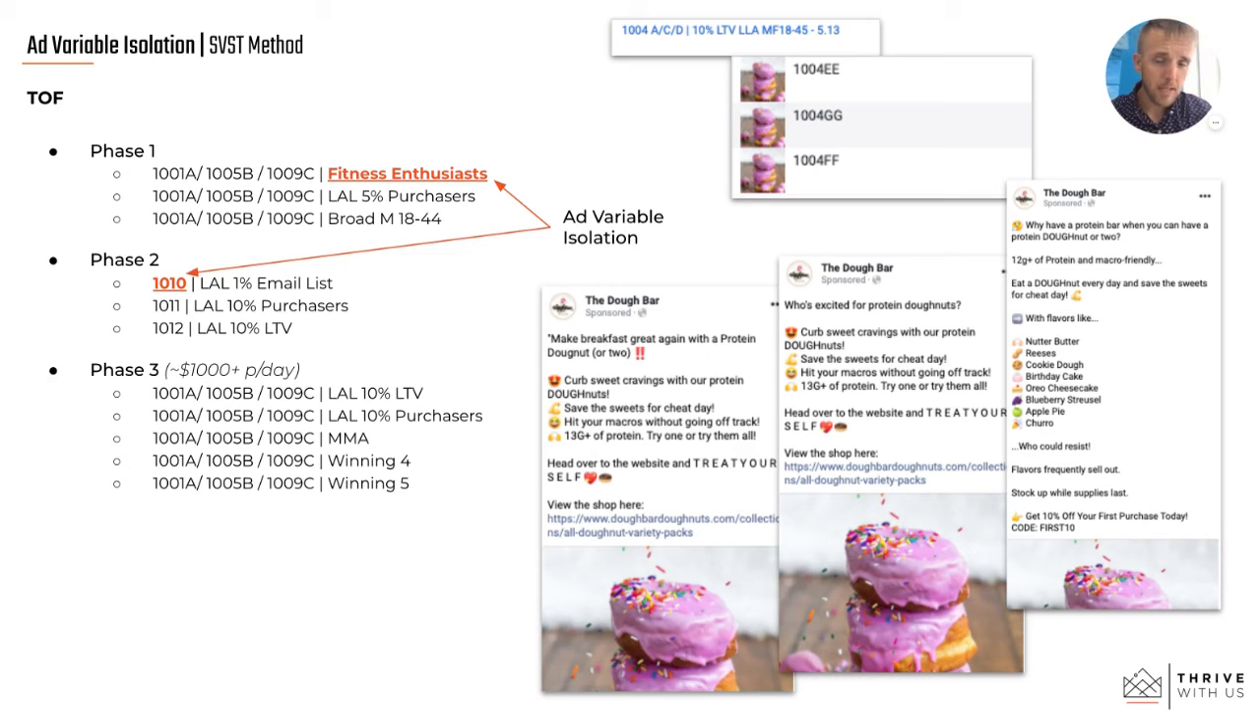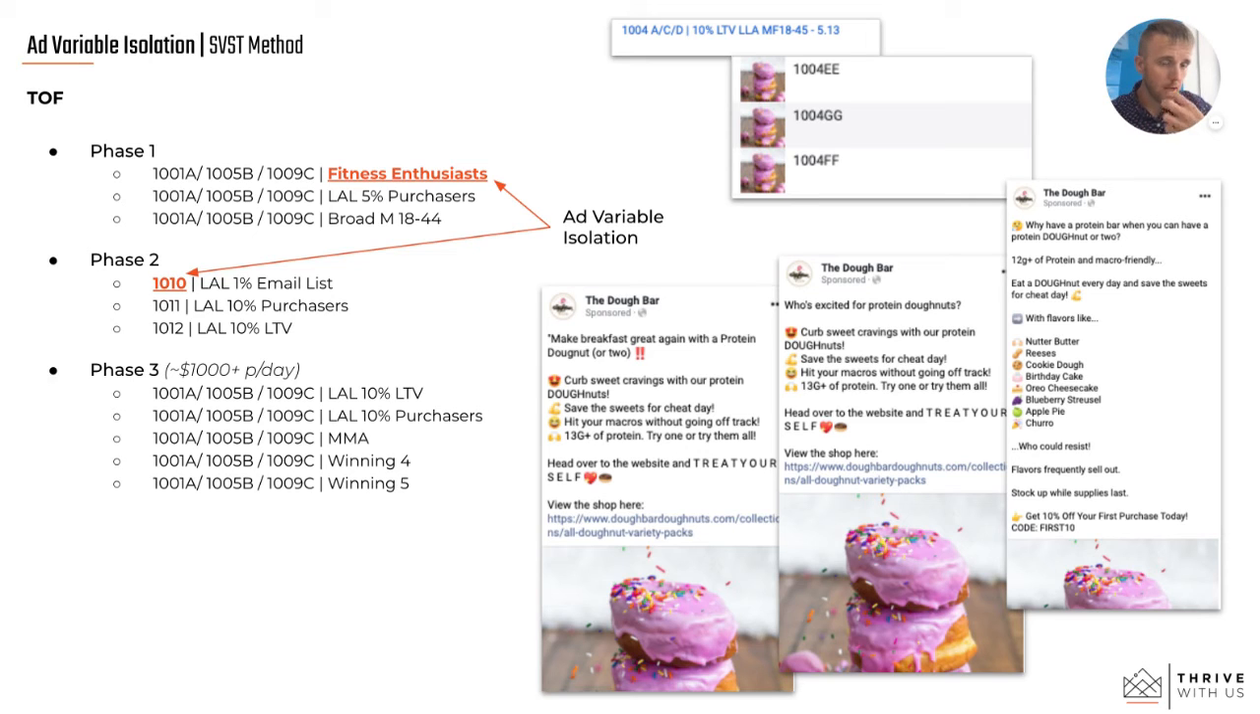Now, you can also replicate this process with your audience testing as well. Same philosophy here with ad variable isolation. Unproven audience with proven creative only. So, ad 1001, 1005, and 1009. These are all ads that have been proven in a phase 2 testing environment.